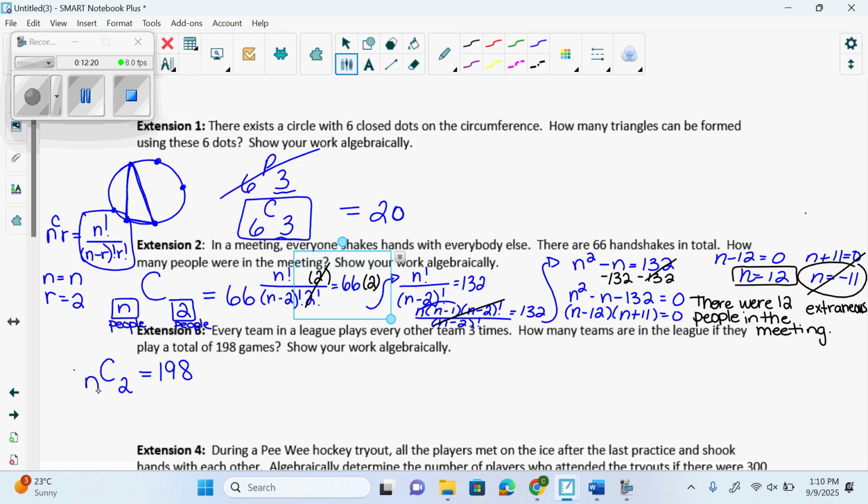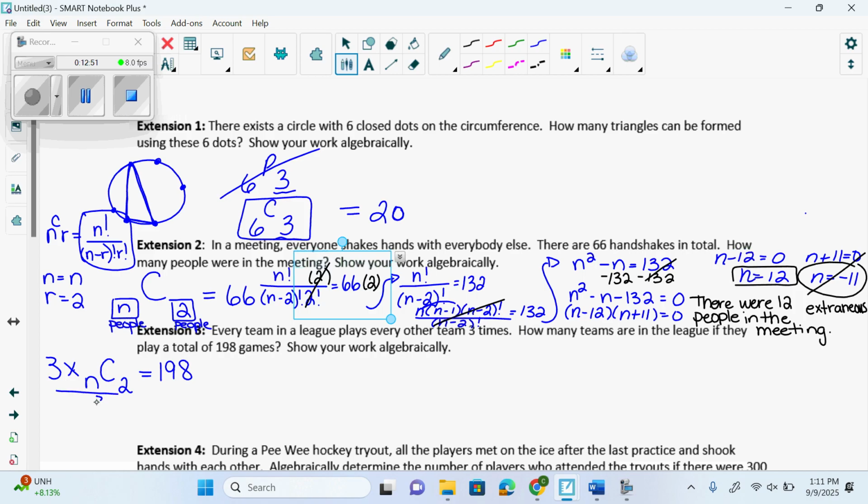That's them playing each other once. So you can either times this side by 3, or divide 198 by 3, because you move it over to get one game, them playing each other once. 198 is them playing each other 3 times. If I divide by 3, that would be them playing each other once, and I wouldn't have to have the 3 on this side. Either way, you have to show the step.